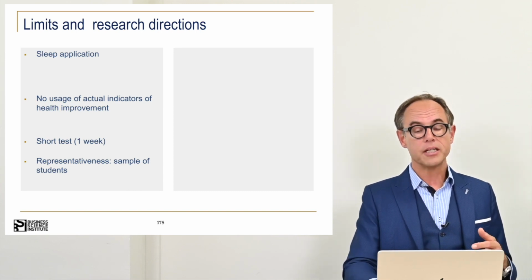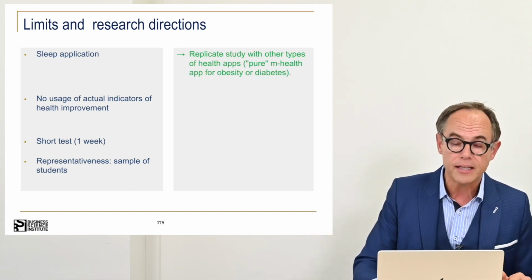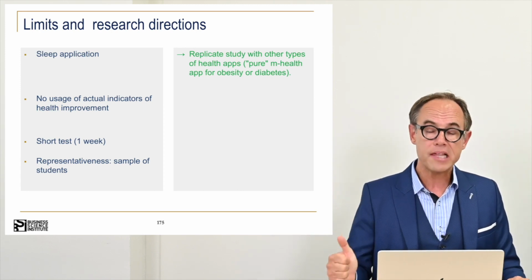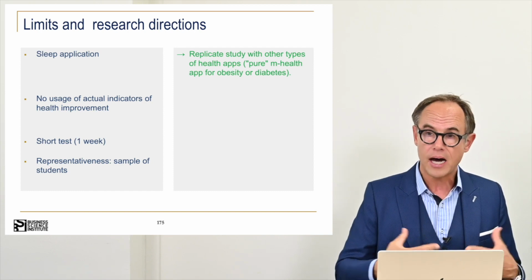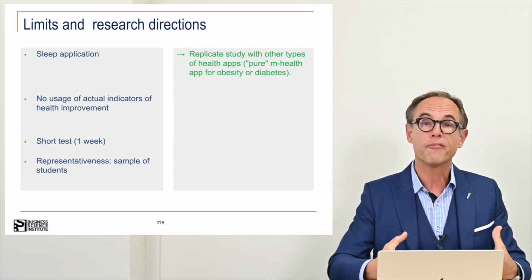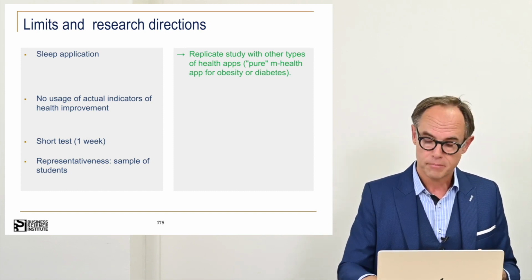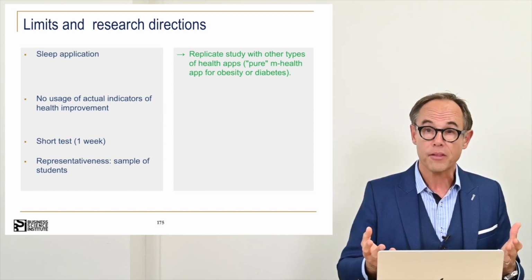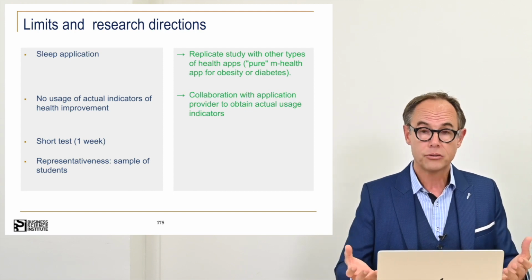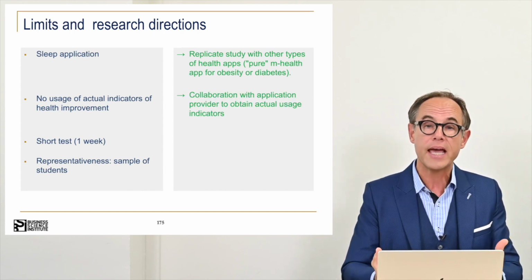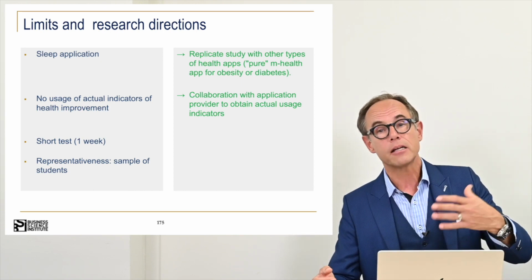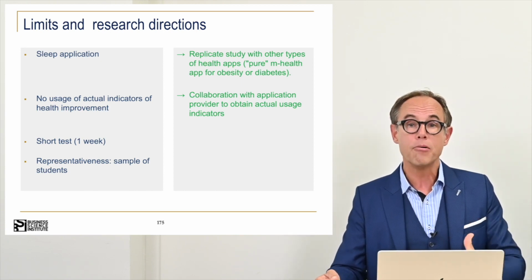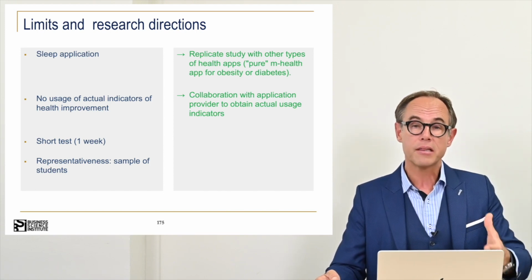So future research avenues would be to replicate the study with other types of health apps, for example, pure mHealth apps for obesity, diabetes, heart diseases, in order to really see if well-being increases through these apps. Another research direction would be a collaboration with real app providers to obtain real usage, again to cope with the difficulties between declarative scales and real behavior, because we know that what people say is not necessarily what they do.